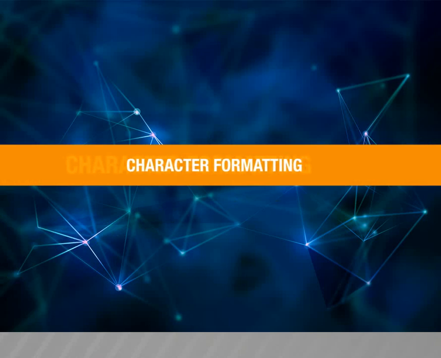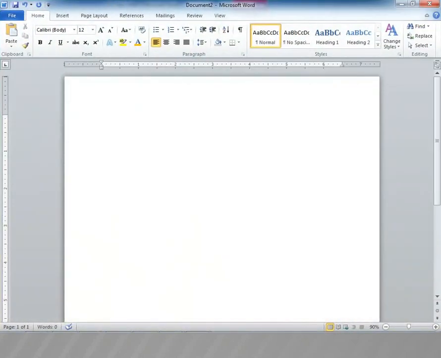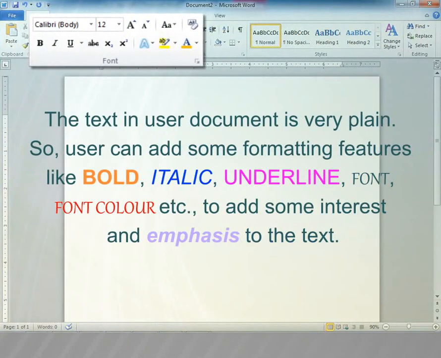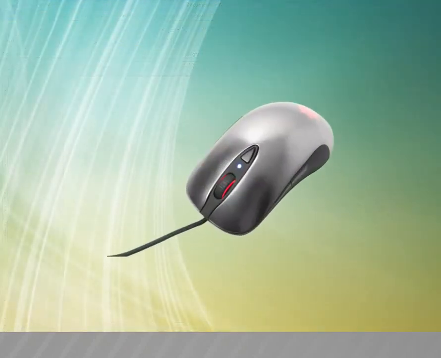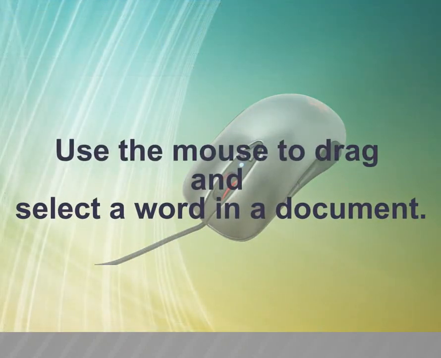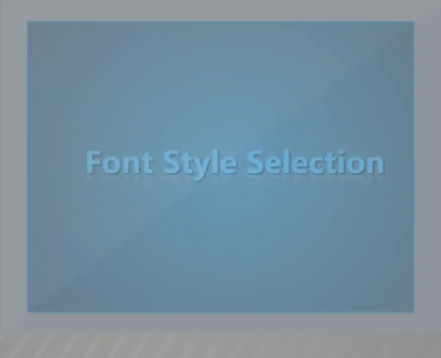Character formatting. Now, let us see the process of character formatting. The text in the user document is very plain, so the user can add some formatting features like bold, italic, underline, font color, etc. to add some interest and emphasis to the text. Use the mouse to drag and select a word in a document.